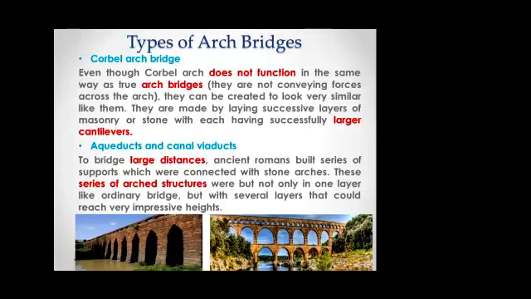So you can see that only the arch profile of the bridge can be seen over there. It will not disturb the river or its flow, and the bridge will be between two mountains, and the pipelines will be running along this structure. So this is called aqueducts and canal viaducts.